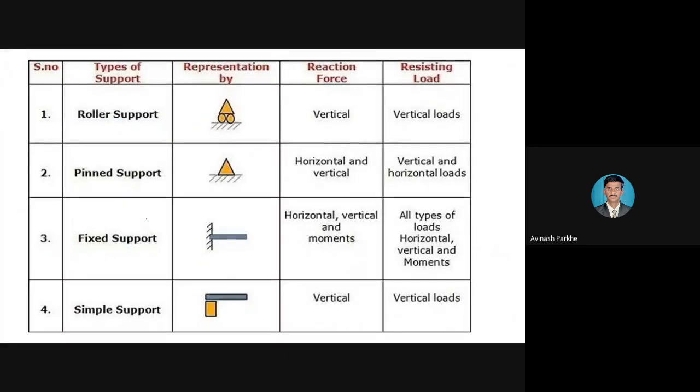Now, types of supports. It is very simple. The first support is called a roller support. How is it to be indicated? You can see here, it is represented by one triangle, and below this triangle, two circles are there, and below that, the fixed condition is there. So this is the symbol for the roller support.